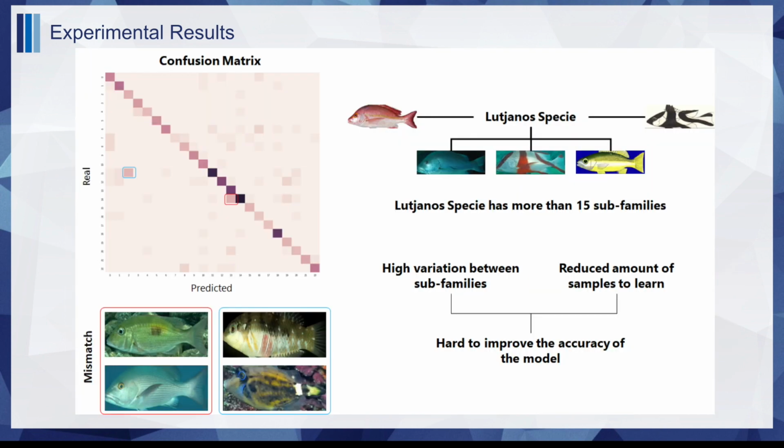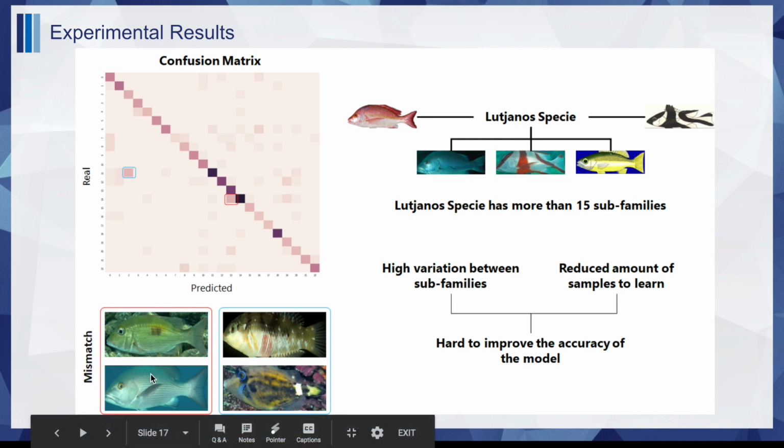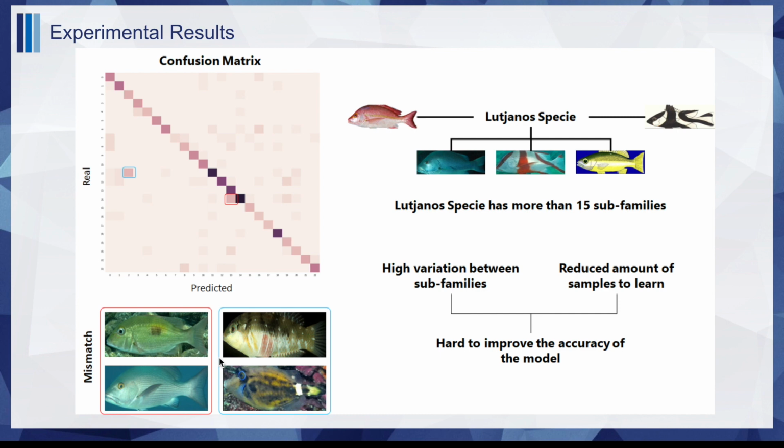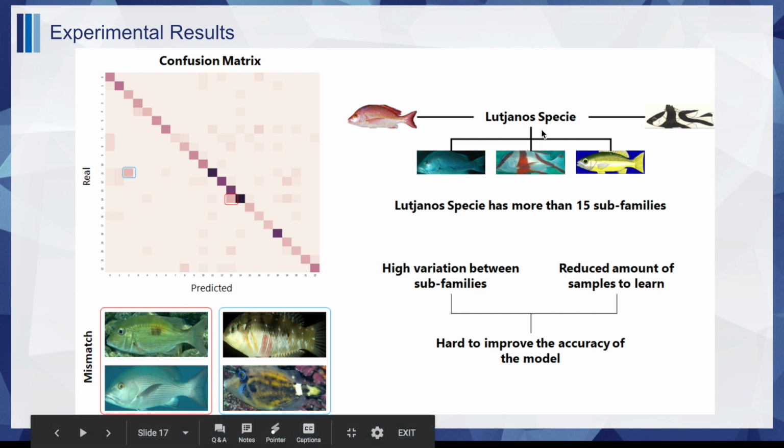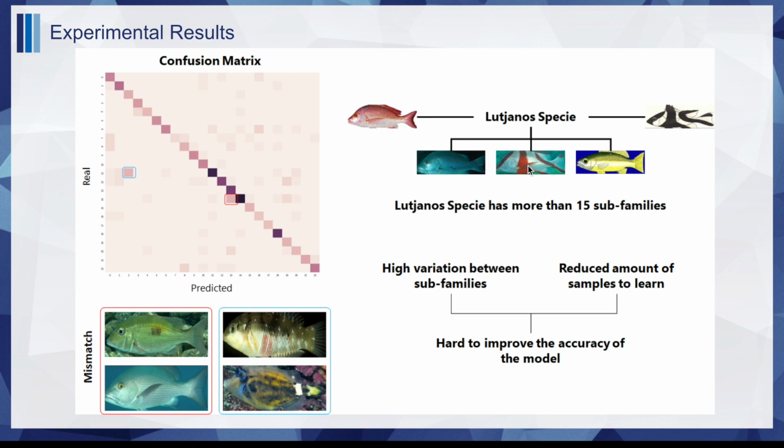Visualization, basically on the top left corner, we can see the confusion matrix. On the y-axis, we have the real classes, and on the x-axis, we have the predicted classes. So here we can identify different clusters, for example, in this one, or this one, where between two classes, there are some mismatchings on the predictions. And here is an example of how two different types of fish species actually have some similar attributes that can make the model predict wrongly. For example, the Lutjanus species has more than 15 subfamilies inside. And as we can see, each one of these subfamilies looks quite different from another.